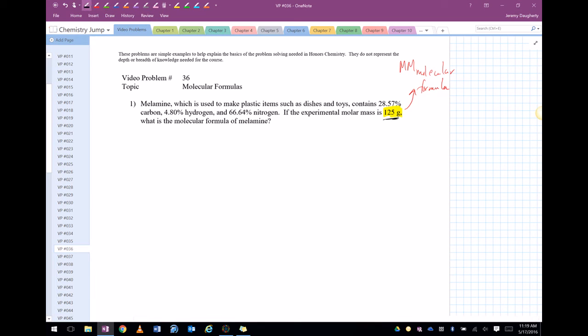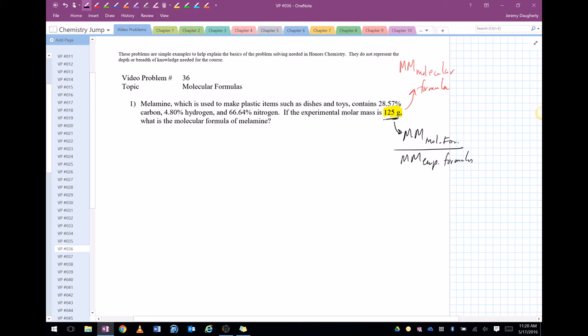First, eventually, we have to compare the empirical formula to the molecular formula. So what we're going to do eventually is take the molar mass of the molecular formula and divide by the molar mass of the empirical formula, just like in the notes.